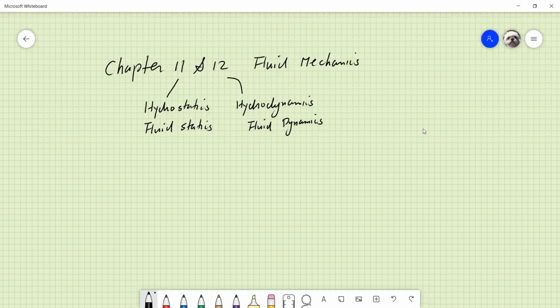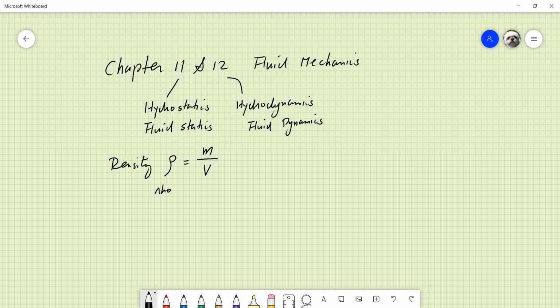Now, the first thing we need to know is density, right? So we're going to define the density. For density, we use the symbol rho. Density is defined as mass over the volume.